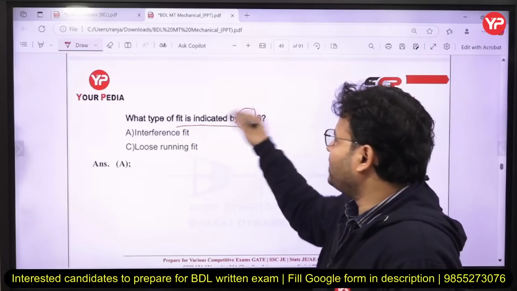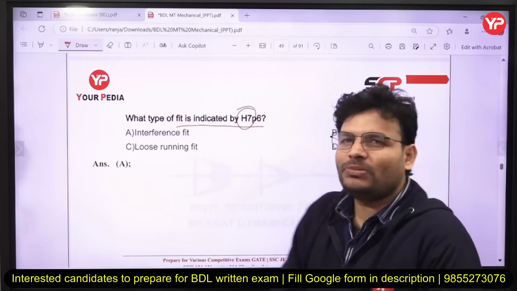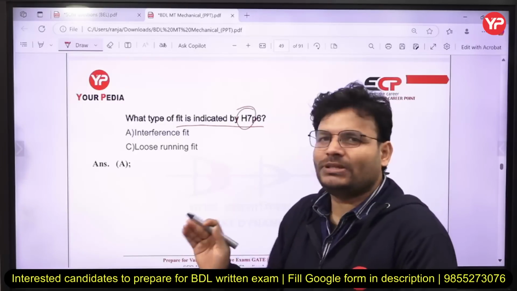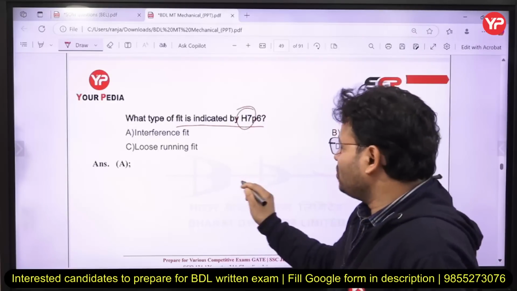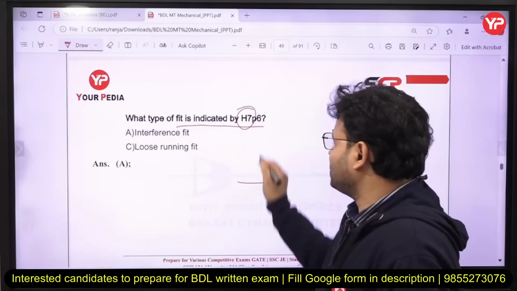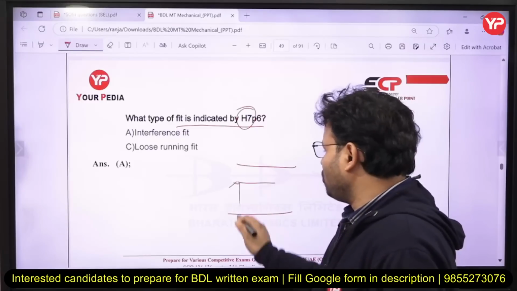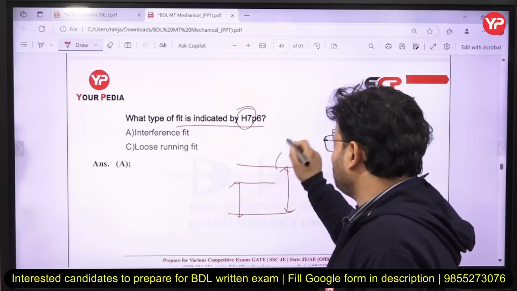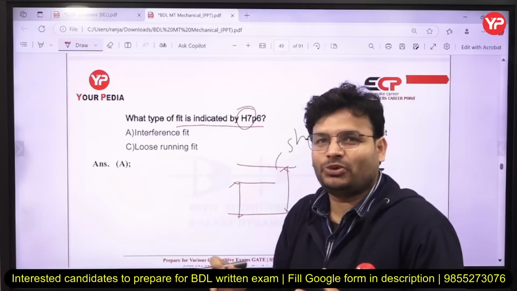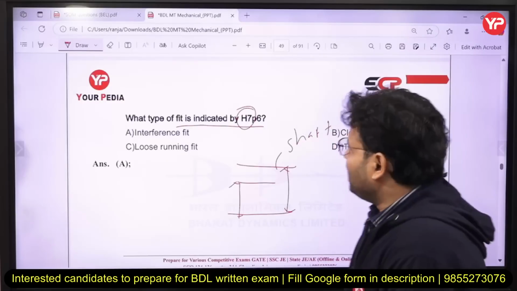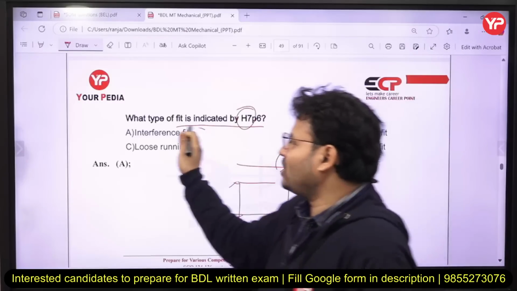Capital H basically stands for the hole basis system. What do you mean by hole basis system? In the case of the hole basis system, the lower limit will be what, my friends? It will be 0. So H7 and p6: H7 will be the hole, and p6 will be above the base zero. So that is your hole, and this is your shaft. My dear friends, here the shaft is larger than the hole, but not much more, it is actually very little. Here the shaft is larger than the hole. That type of fit is known as what, my dear friends?